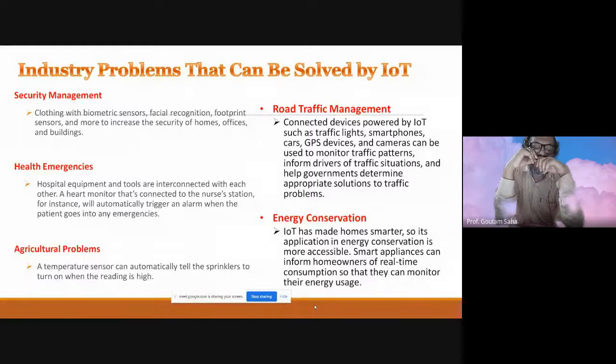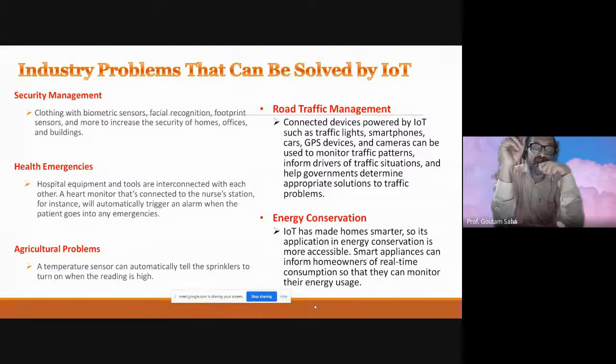Or if a patient has some emergency discomfort, or is so weak that he cannot do all his work himself, such as toilet needs, he will push a button, and that will push an alarm to the nurse systems, and they will come and rush to him. So health emergencies, this is very good.